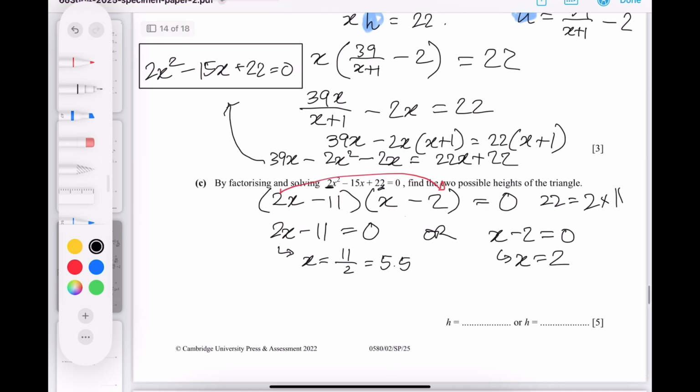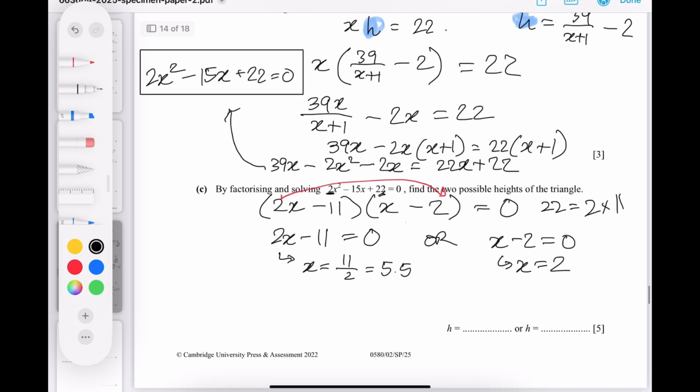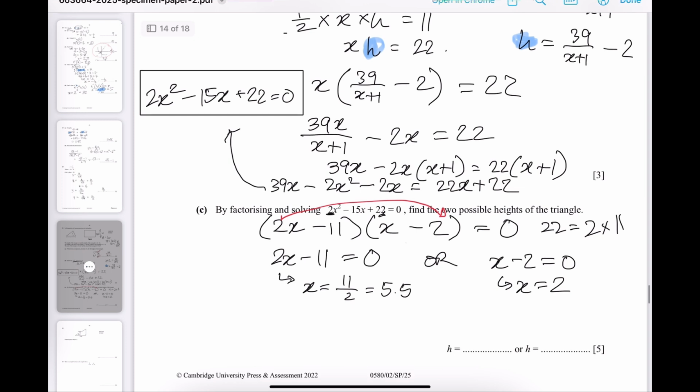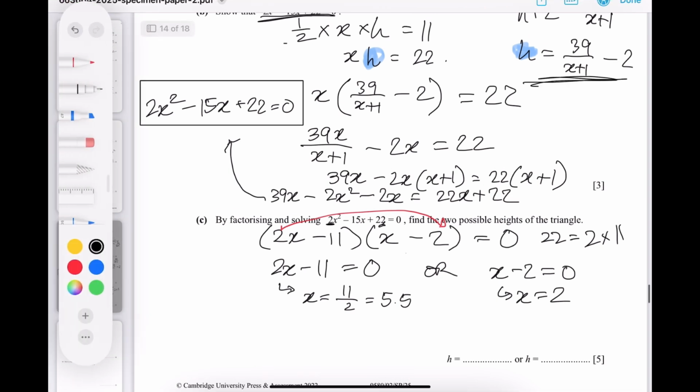But remember, the height is equal to 39 divided by x plus 1 minus 2. We've seen up here. So therefore the height is equal to, in this case, 39 divided by x plus 1, so 6.5. Or in this case, it would be easier to leave it as fraction form. Minus 2. So that would be 4.